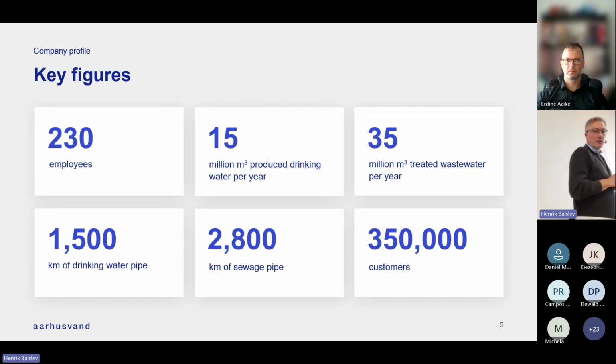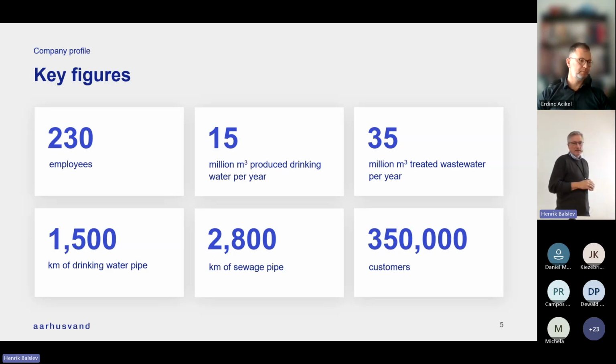We also deliver drinking water, potable water to the municipality, about 15 million cubic meters every year. Then we collect the sewage, and that's about 35 million cubic meters per year. And then you can say, how is that the difference? That's the rain and the water that shouldn't be in the system from the groundwater level rising and all that stuff. So we have a lot of water we are treating on our wastewater treatment plants. And then, of course, we have some pipelines, 1,500 kilometers of drinking water pipelines and 2,800 kilometers of sewage pipe.